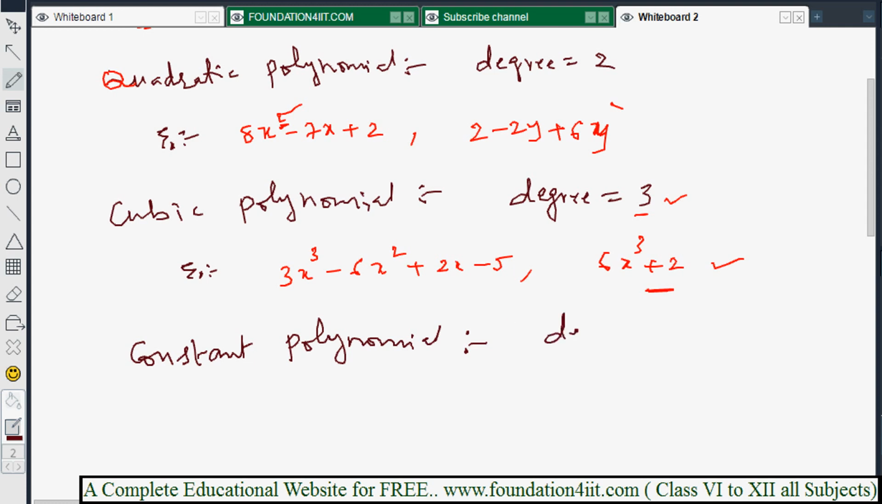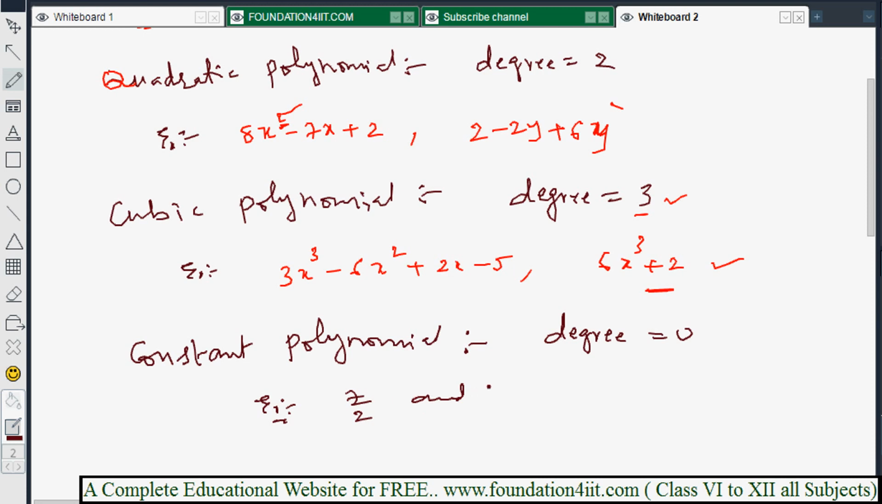That means there are no literals, no variables. That is, the degree is 0. A polynomial having only one term consisting of a constant. Take the example 7 by 2. It is a constant polynomial because there is only one term and there are no literals.